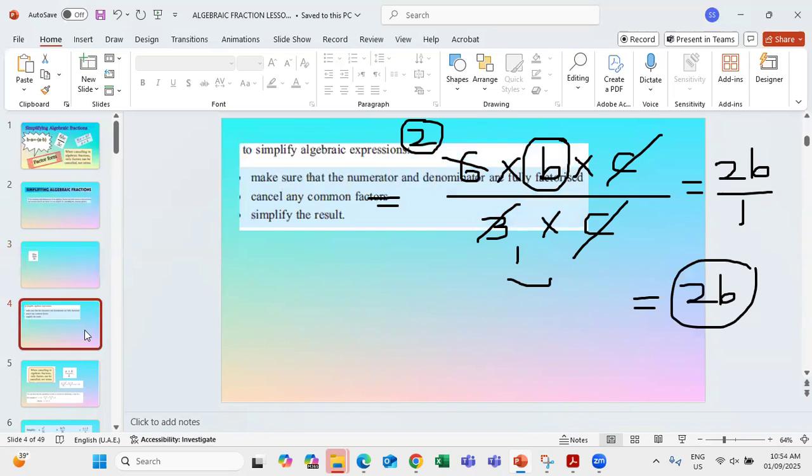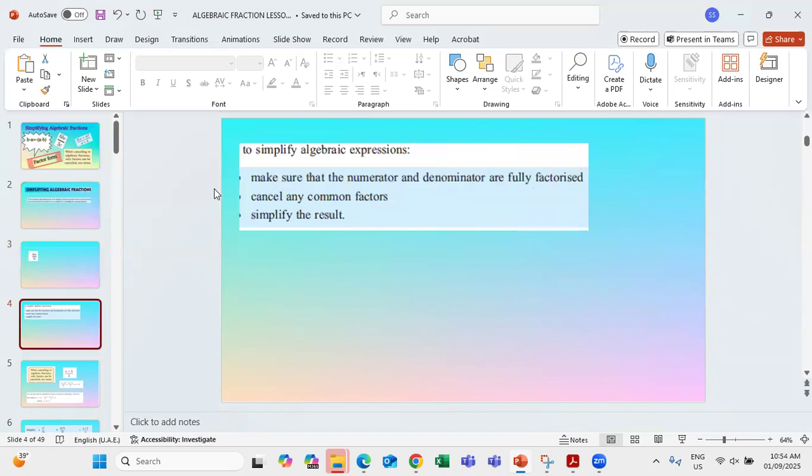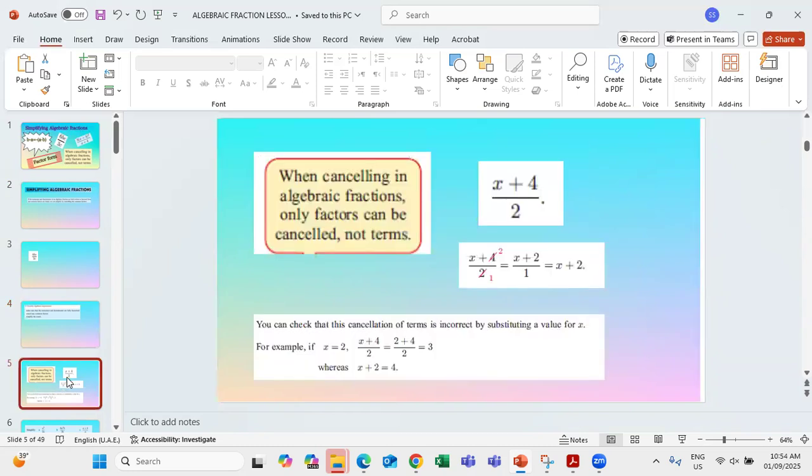Next, whenever you have to simplify an algebraic expression with a numerator and denominator separately, you have to make sure the numerator and denominator are fully factorized, meaning they are in multiplication form. Cancel the common factors and simplify the result. Let's take one more example. This is very important, what I'm going to explain to you.